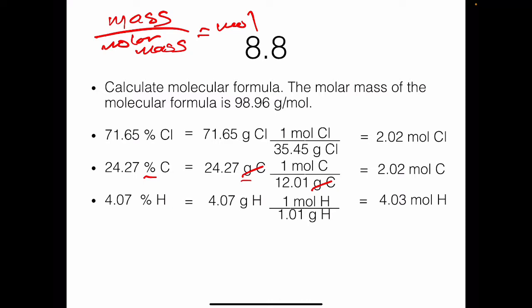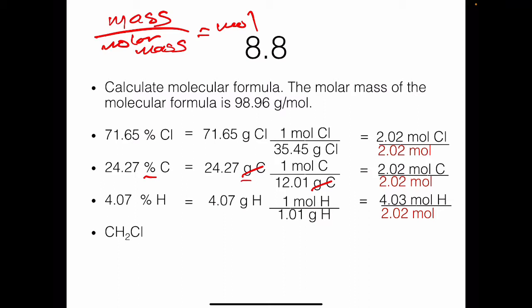The next step in determining empirical formula, which we have to do before we can calculate molecular formula, is to divide by the smallest number of moles. And in this case, that's 2.02. Now, you can see that this is pretty close. We're close enough that we can use that value and round it up to a whole number. So we get CH2Cl. Now, remember, this is the empirical formula.